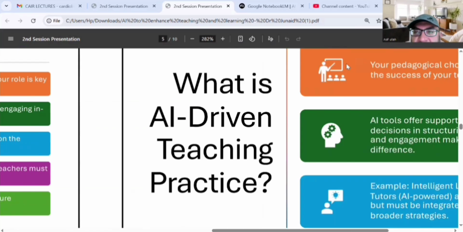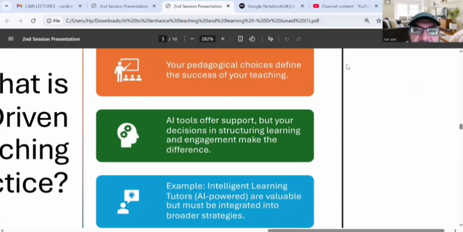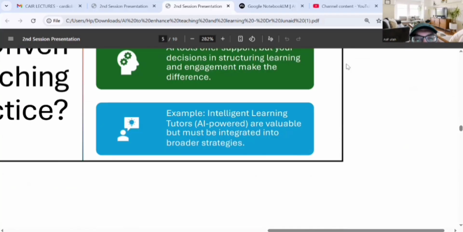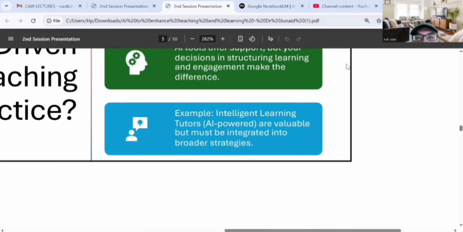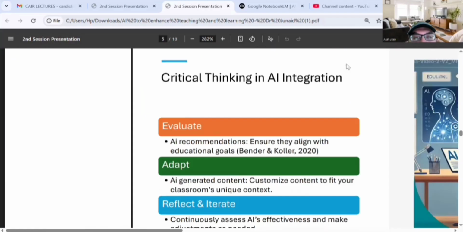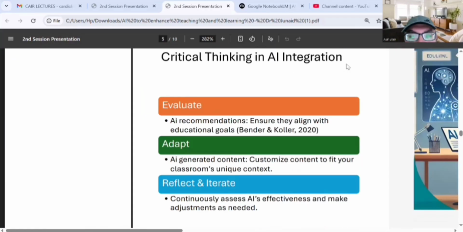What is AI-driven teaching practice? Your pedagogical choices define the success of your teaching. AI tools offer support, but your decisions, instruction, learning, and engagement make the difference. Example: intelligent AI-powered learning tutors are valuable, but must be integrated into broader strategies. Critical thinking and integration: evaluate AI recommendations, ensure they align with educational goals, adapt AI-generated content, customize it to fit your classroom's unique context, reflect and iterate continuously, assess AI effectiveness, and make adjustments as needed.